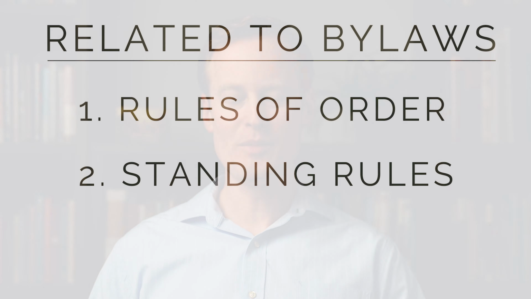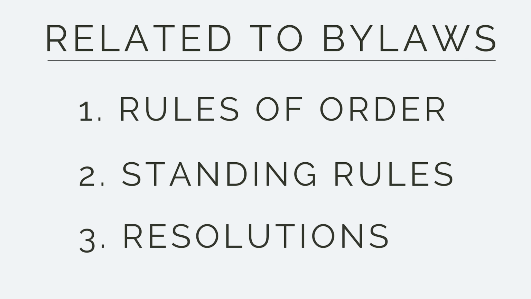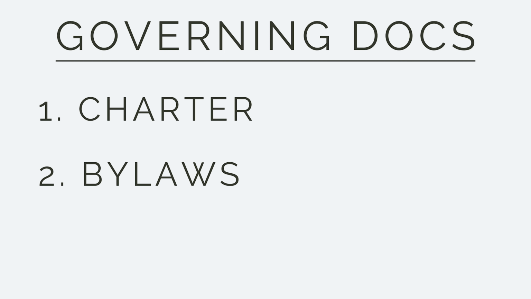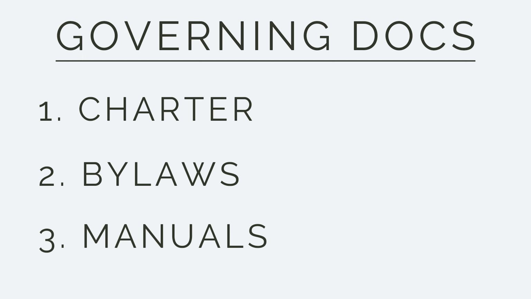And lastly, related to the bylaws are resolutions. Resolutions may be statements of policy or position that are held by the congregation. They may also specify in greater detail areas not covered in the bylaws. Like the standing rules, a church's resolutions may be recorded and maintained apart from its bylaws. And the third and last category of governing documents are the manuals.